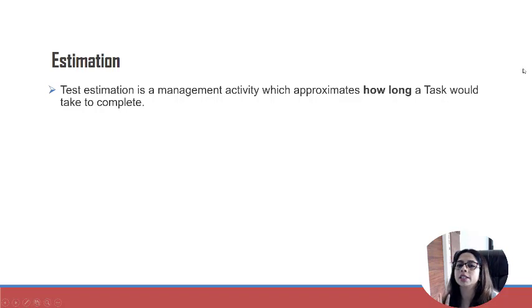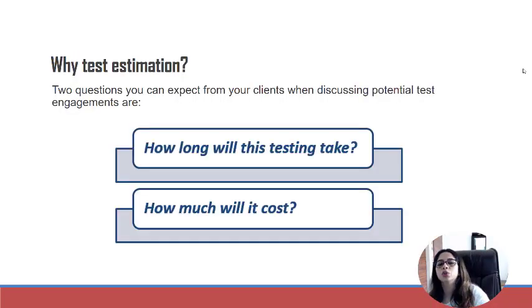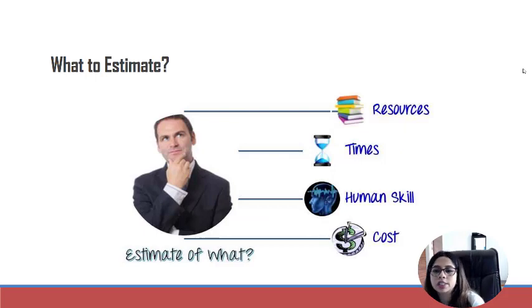Now, test estimation is any management activity which you are performing to find out few factors, which is like how long the task would take, what all you have to estimate, what all resources you have to actually count. And so why test estimation? You have to answer these two questions. One is like how long will this testing take, and second question is how much cost will it take. So what all includes the costing calculation is what to estimate. You have to estimate the resources, you have to estimate time, amount of time needed, the human skill sets, and the costing.